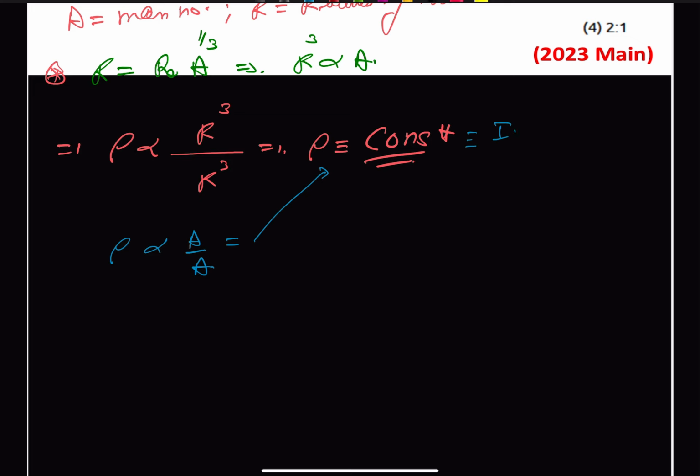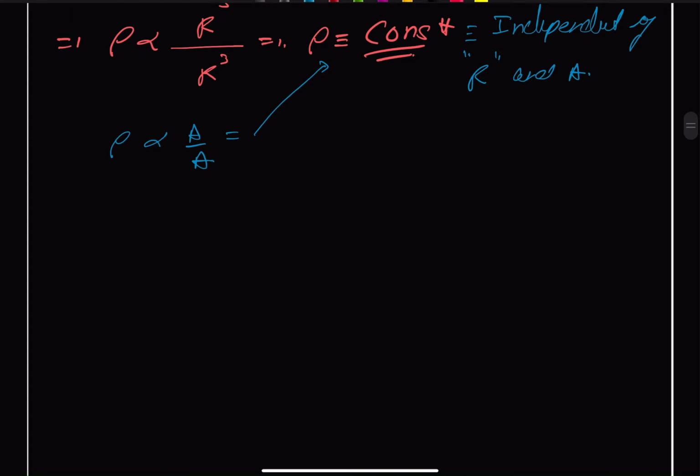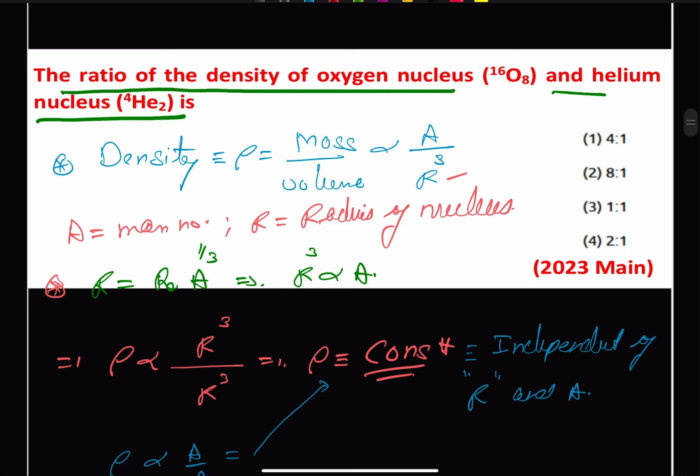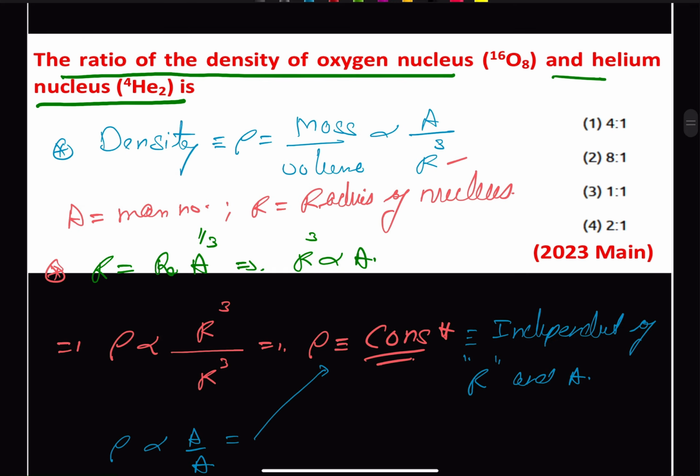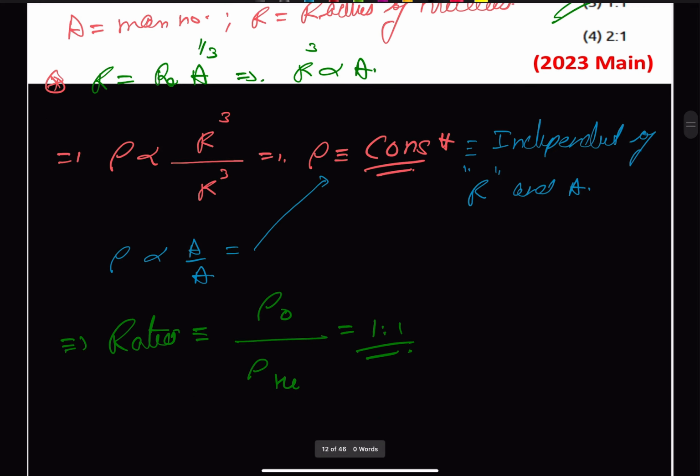So you can say independent of R and A. Therefore the ratio, and the ratio is for oxygen to helium. So you can say density of oxygen to density of helium will be giving us a ratio 1:1. Therefore option 3 is correct.